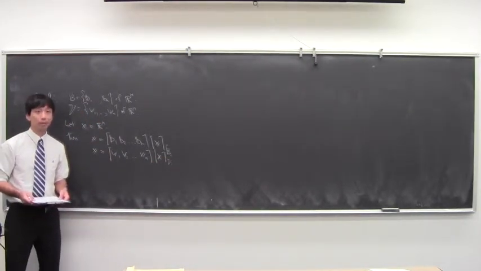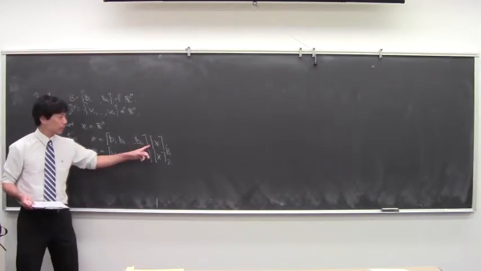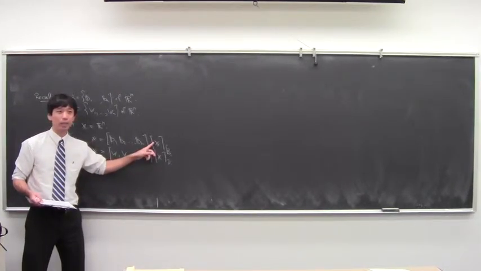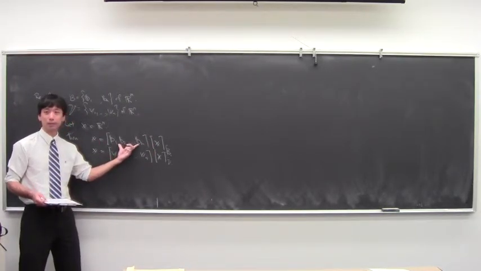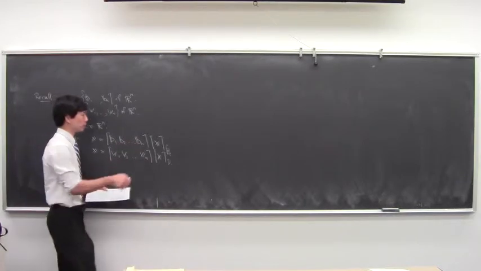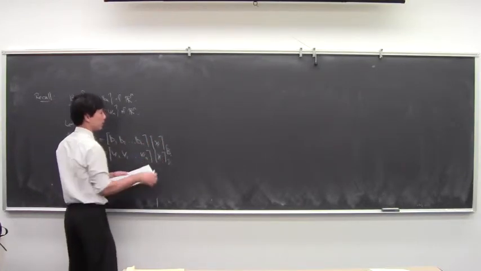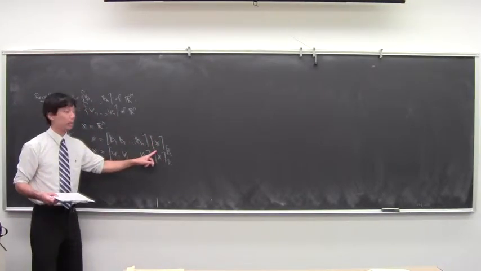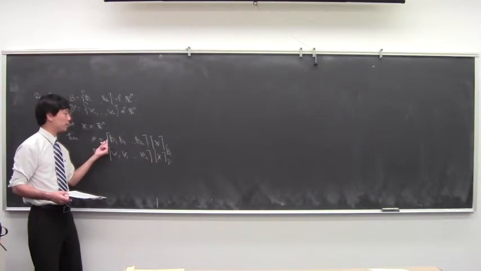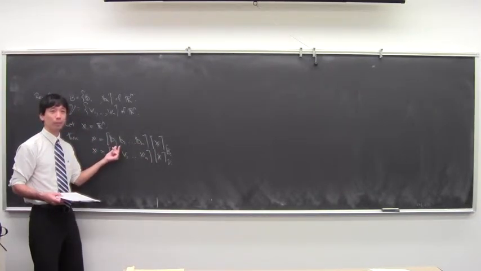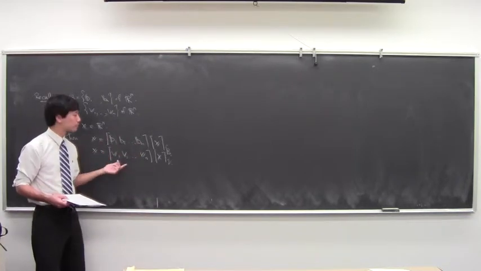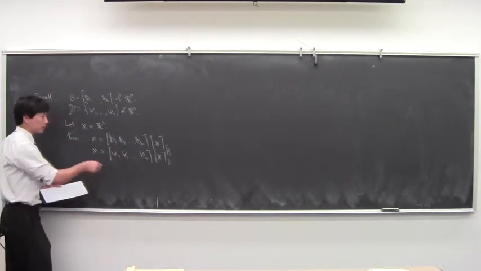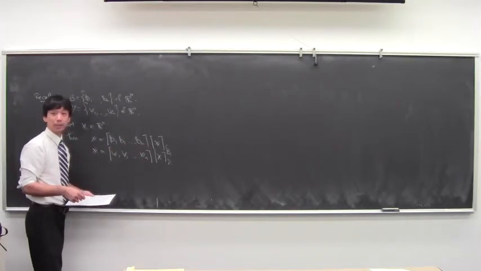Remember what these coordinate vectors are. These are the coefficients that express x as a combination of these vectors. If this coordinate vector was C1, C2 through Cn, then that would tell you that x is C1 B1 plus C2 B2 plus and so on, plus Cn Bn.